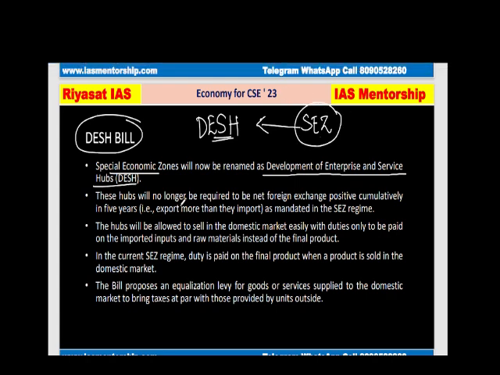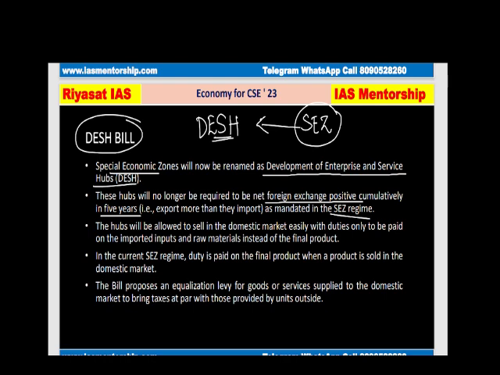What are special economic zones? These are the type of areas where if you do any economic activities, you will get benefits from the government. Clear? So this name has been changed, that is why this news is important. Basically, these hubs will no longer be required to be net foreign exchange positive cumulatively in 5 years. Earlier it was said that exports should be more than imports. In SEZs they were mandated. But however this has been stopped.